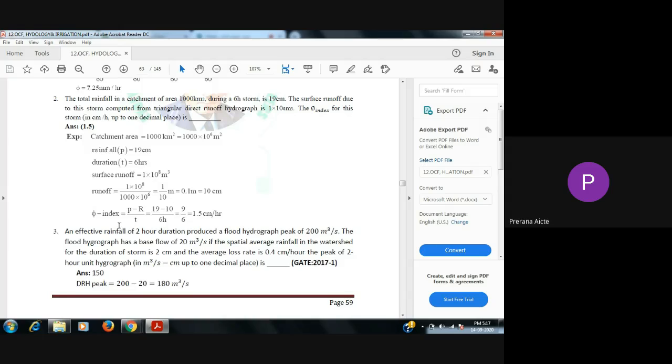Now what is the phi index actually? Rainfall minus runoff for the total duration, P minus Q by T. So what is meant by P? Total rainfall 90 centimeter minus the runoff depth 10 centimeter, distributed over 6 hours. So it comes to 1 centimeter per hour, which is the right answer.